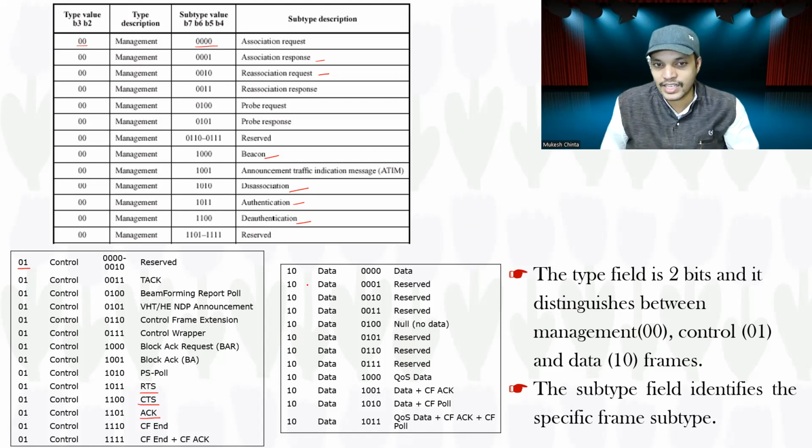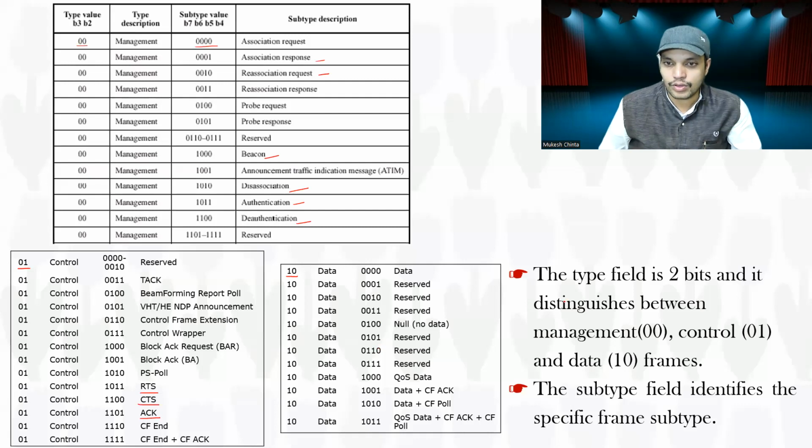And the third, the last one, is your data frame, for which the 2 bits are 10, and these are the 4 bits of your subtype. So the type field is 2 bits in length, and it distinguishes between management, control, and data frames. The subtype field identifies the specific frame subtype.